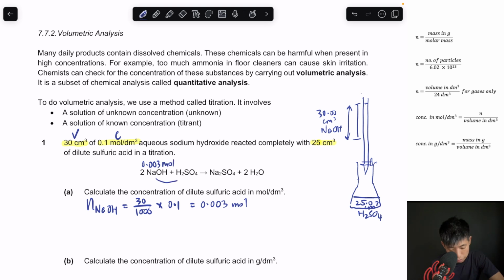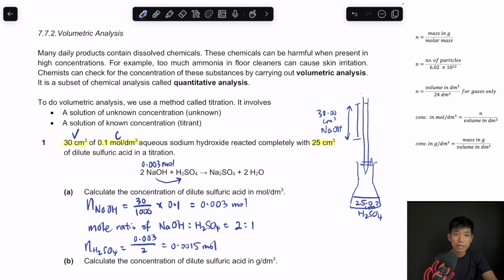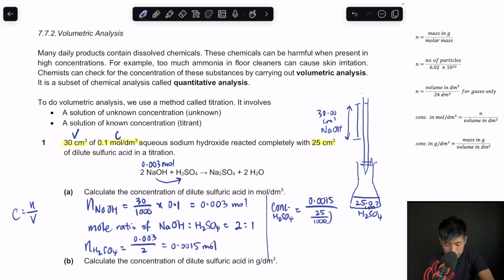If I want to cross over, look at mole ratio. It's 2:1. So number of moles of sulfuric acid equals to half. Okay? Now we know concentration equals number of moles over volume. So the concentration of H2SO4 equal to, divide by what? Do I divide by 25? Remember to convert your units, must convert to dm cube, 0.06.